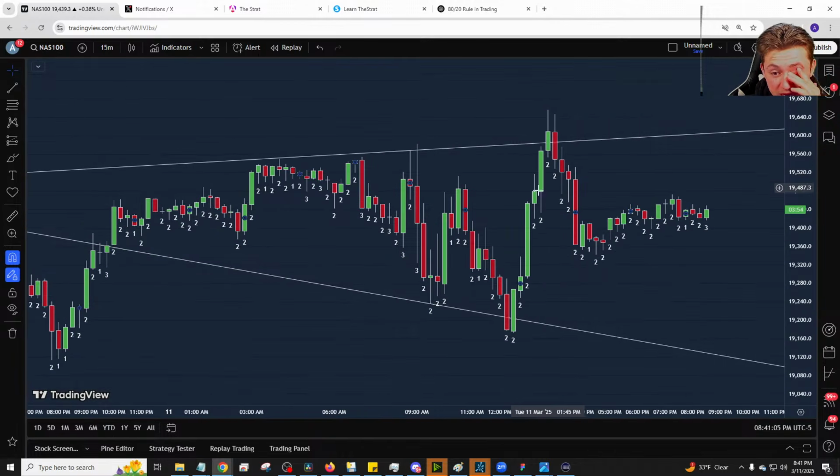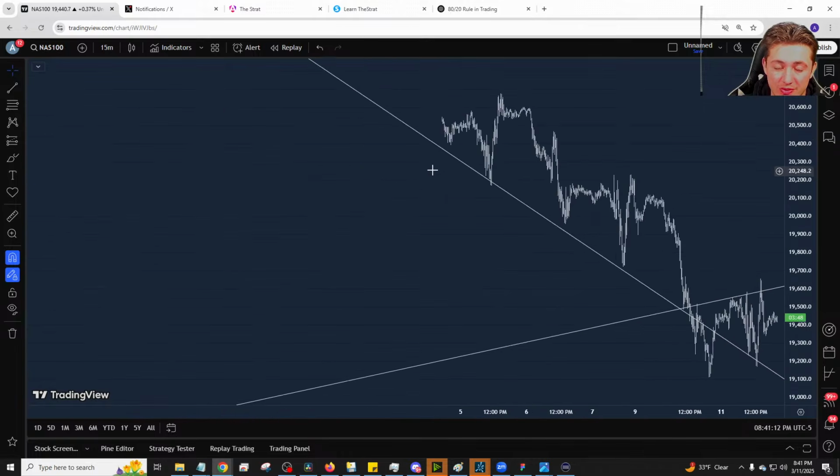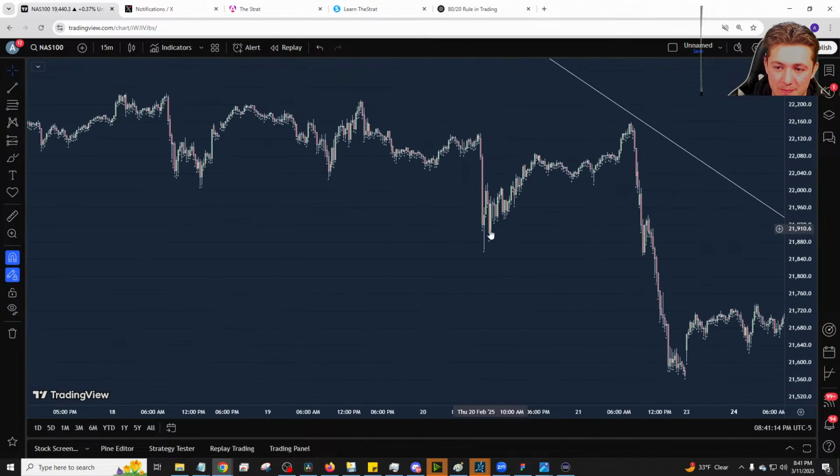So the 3-2, what it actually is, is a broadening formation that's expanding. So if you can scan for it and seek that out, because we know when they expand, they explode, right? Let's go to NASDAQ up in here.